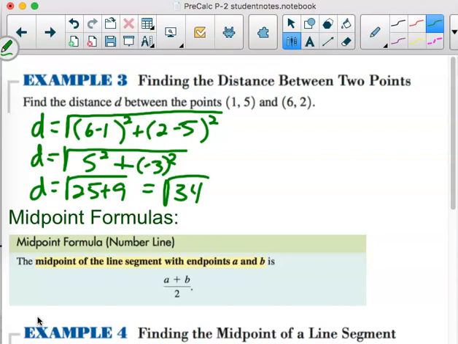Which, if I could simplify it, I have to. That's another part of pre-calculus. We always simplify as far as we can. But there are no perfect squares that are going to divide evenly into 34. So square root of 34 is the best I can do.